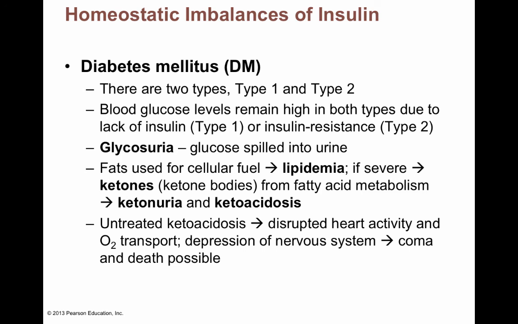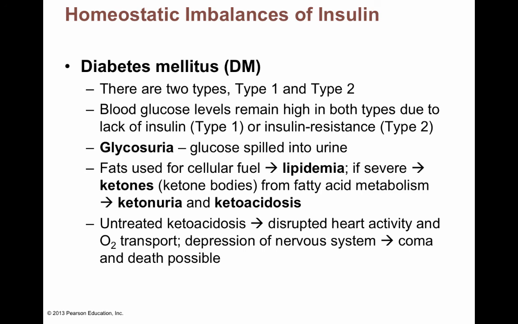Now, if you can't get glucose, then sometimes fats can be used for cellular fuel. So this is lipidemia. If it's severe, it can make ketone bodies from fatty acid metabolism, and that can lead to ketonuria or ketoacidosis. So this is the idea that your body can't bring glucose into the cells because the insulin isn't there or the insulin isn't working right. So it starts breaking down everything in the body to try to look for glucose. The problem is it's not that there's no glucose there, it's that the body can't get it into the cells.